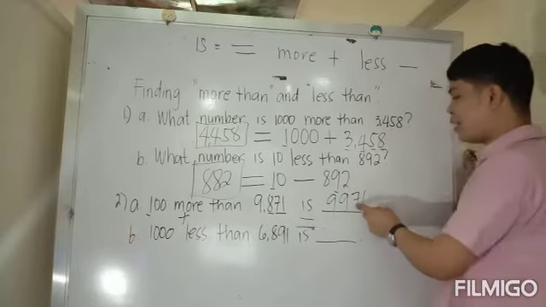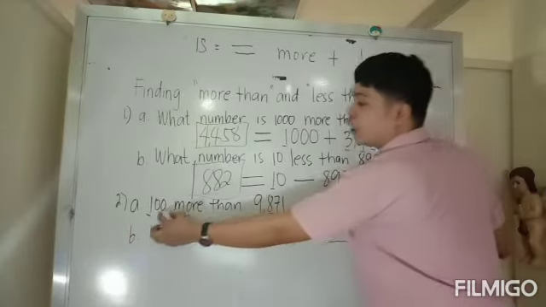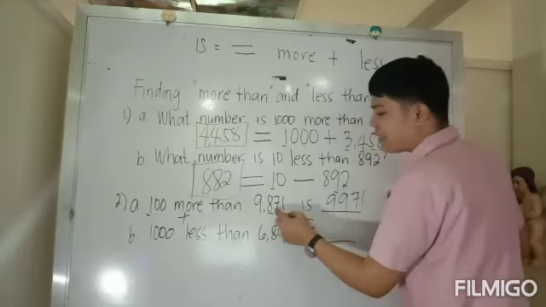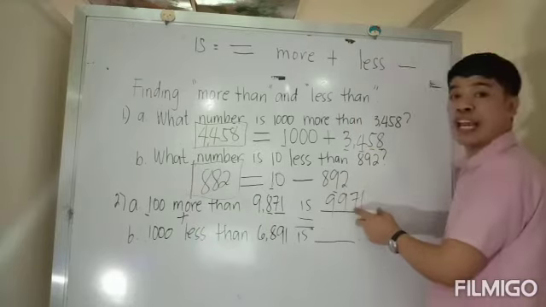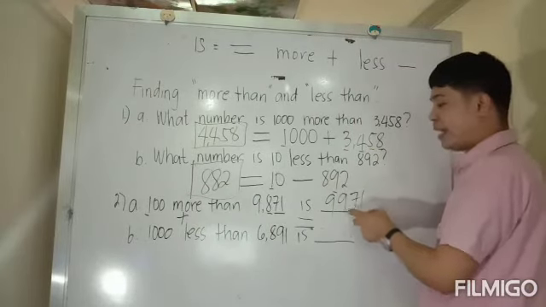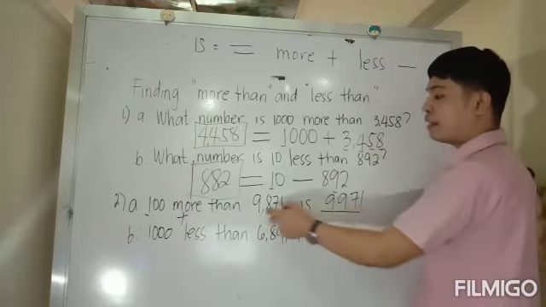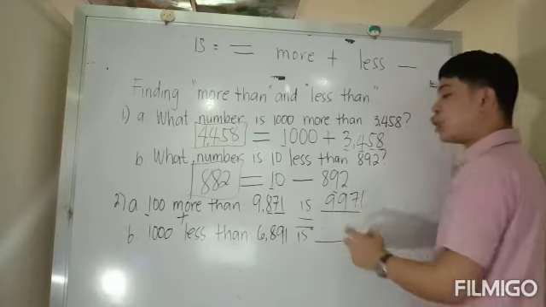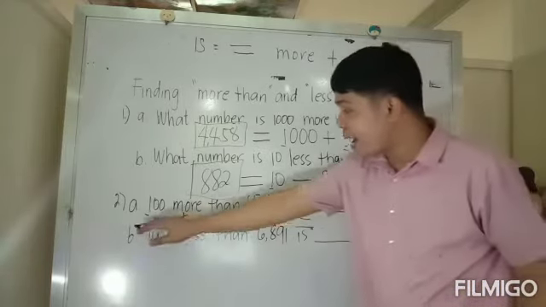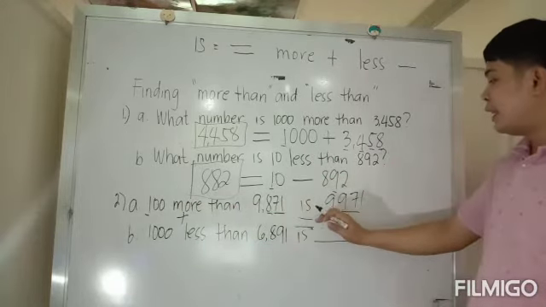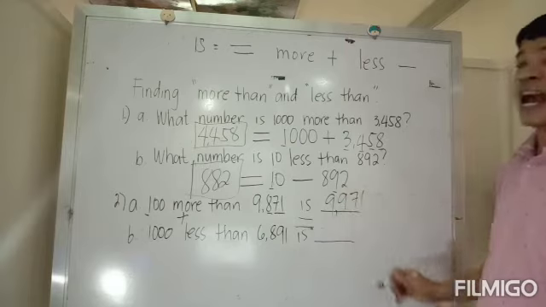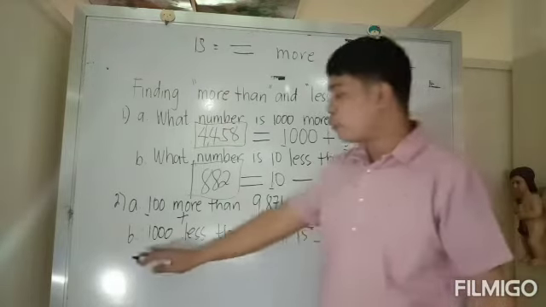Why did we copy only 71? Simply because there are 2 zeros here. If you will add 7 and 1, 71 plus 0, 0, it's the same only, it won't change. So better to copy directly. And then the 9, of course, you will copy. That's automatic, okay? So now we have the answer here. 100 more than 9,871 is 9,971.